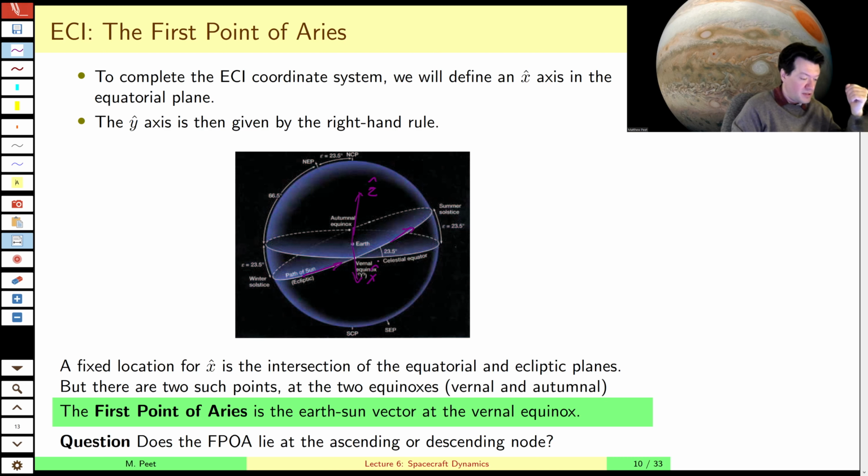So there are two equinoxes, two obvious points for x-hat direction, which are perpendicular to z-hat. Notice that no other point on this plane is perpendicular to z-hat. So we have to choose one which is perpendicular to z-hat. And so we choose either one of the equinoxes, and we prefer the vernal equinox because that's the ascending node. So this was actually chosen by Ptolemy, I believe, if I remember correctly. And it's called the first point of Aries.